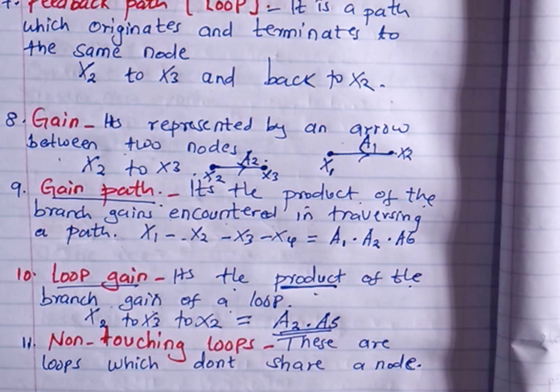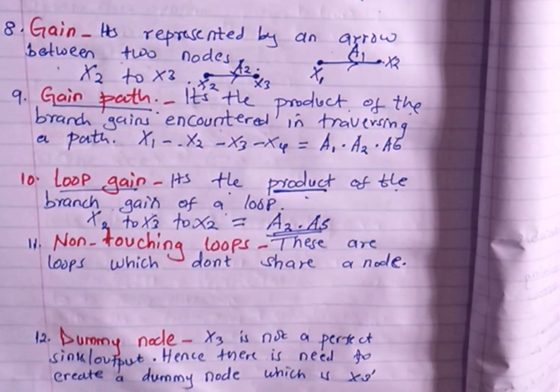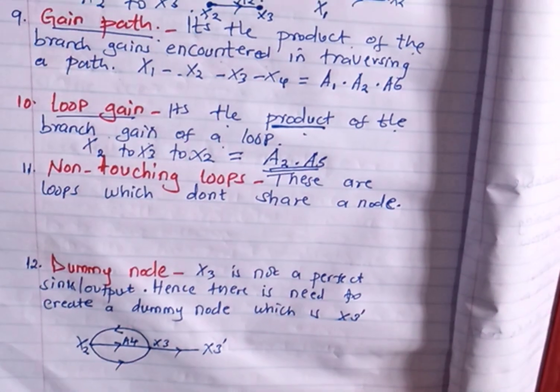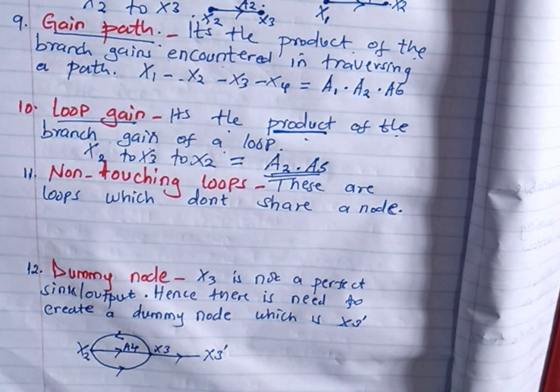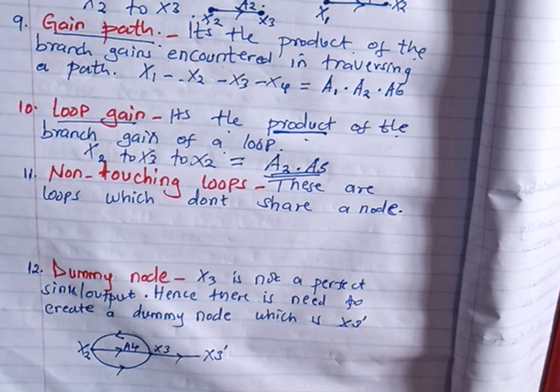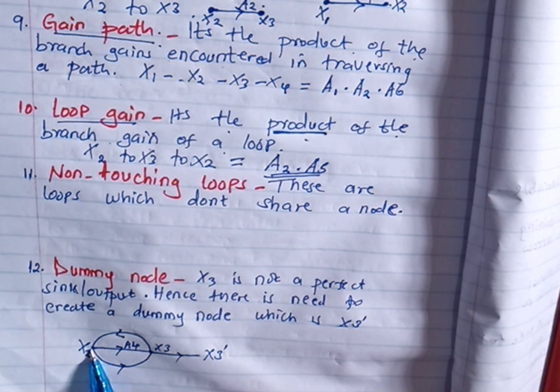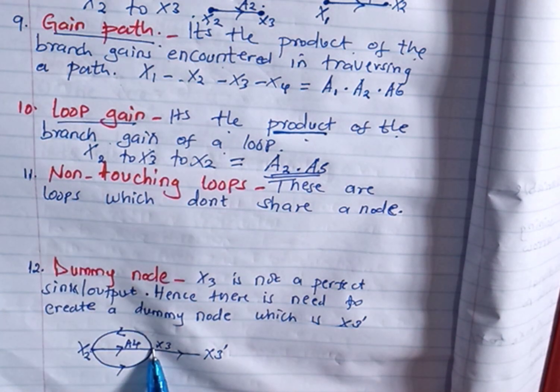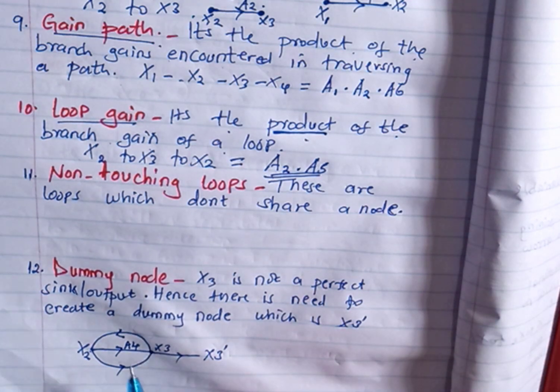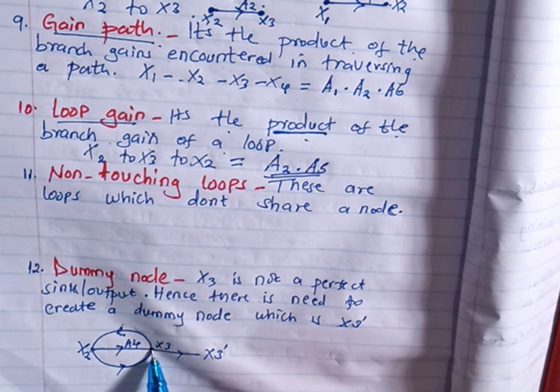The next term is dummy node. A dummy node is something that looks like a loop. If I have from x2 to x3, then back to x2, then of course this x3 will not be a perfect output, because this arrow is coming toward the same node, so you cannot call it an output node.